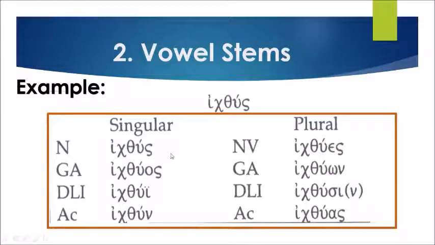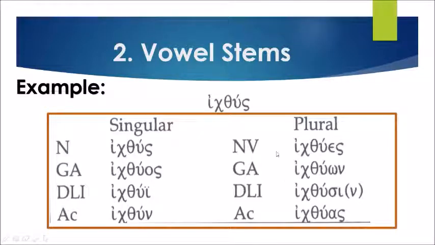So ichthus in the nominative becomes ichthuos in the GA. So as you can see, in this kind of example, the omega is no longer found, but rather you add the omicron. That's why in the GA, it becomes ichthuos, not omega. So it's not omega, but it's omicron. In the DLI, it becomes ichthui. In the accusative, ichthun. So the endings are iota and nu.